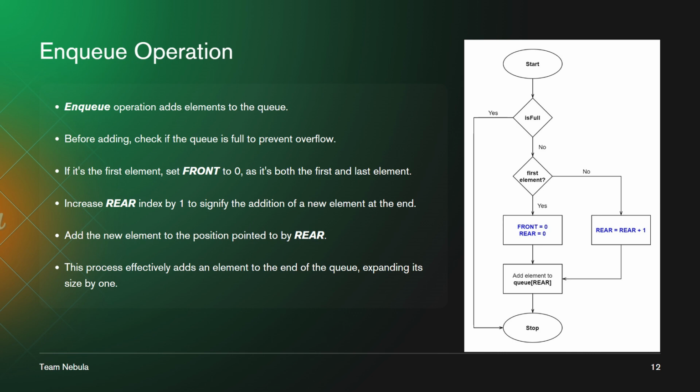So next, we increase the rear index by 1. It's like saying, hey, we have a new element and it's going to be at the end of the queue. So finally, we add the new element to the position pointed by rear. Now we have successfully added an element to the end of the queue and our queue has grown by one element. So that's how the enqueue operation works.